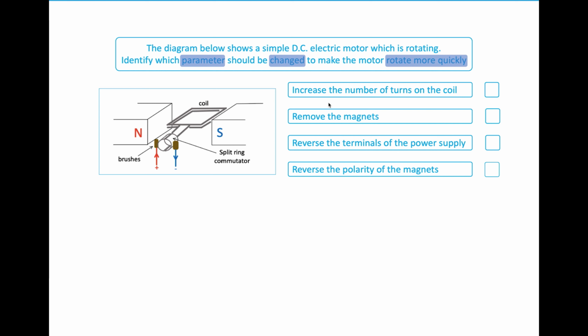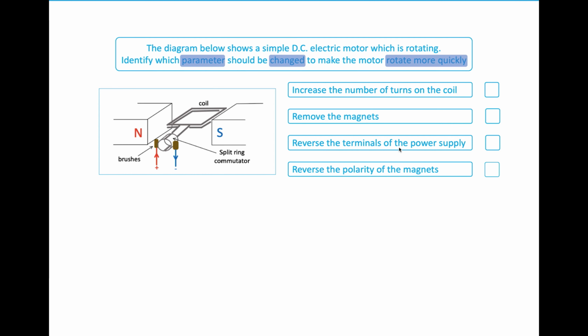So, increase the number of turns of the coil. That looks like a reasonably good answer, so I'm going to leave that one for now. Let's look at the second one, remove the magnets. The electromotive force is being developed because of electromagnetic induction. If I take away the magnets, I'm removing the magnetic field. If I remove the magnetic field, that coil is not going to move because I no longer have electromagnetic induction. So that is absolute nonsense. It's definitely not going to speed up if I remove the magnets; on the contrary, it's going to slow down and it will actually just stop.